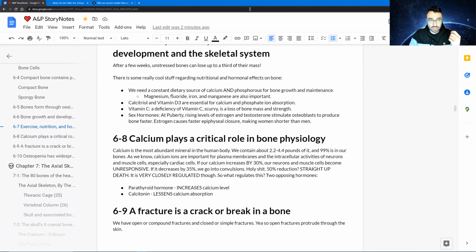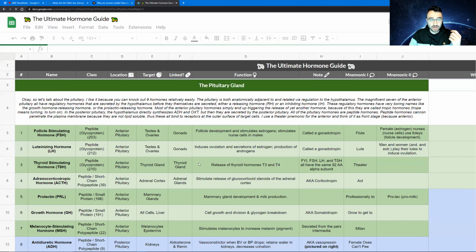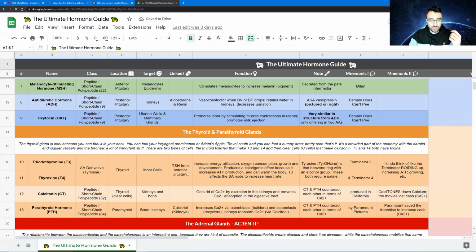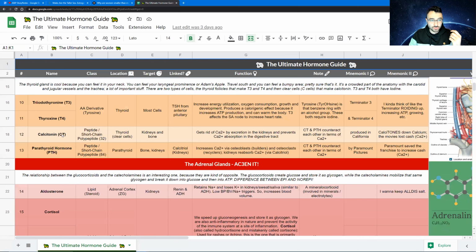It lessens calcium absorption. So if I go into my hormone guide, and we go down to the thyroid, we have both of them here. So calcitonin is in the clear cells of our thyroid. They target our kidneys and bone. They get rid of calcium by excretion in the kidneys with fluid and prevent calcium absorption in the digestive tract. So it's like we have way too much. We're going to get them out of here.